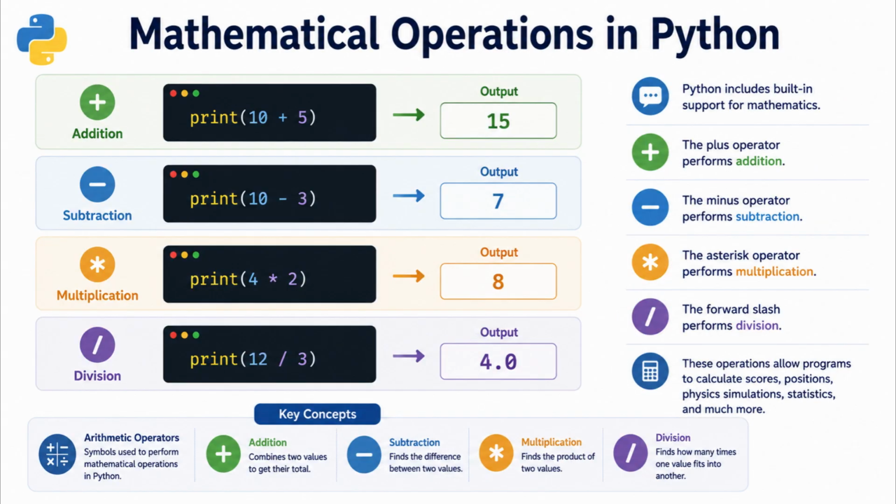Python includes built-in support for mathematics. The plus operator performs addition. The minus operator performs subtraction. The asterisk operator performs multiplication. The slash performs division. These operations allow programs to calculate scores, positions, physics simulations, statistics, and much more.